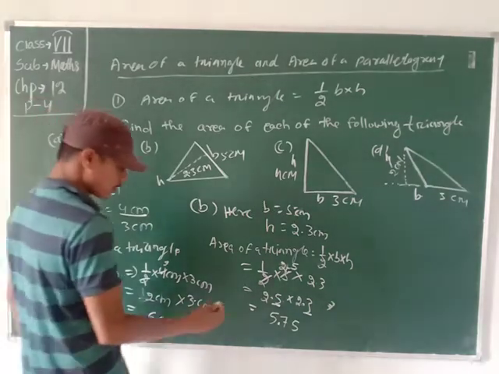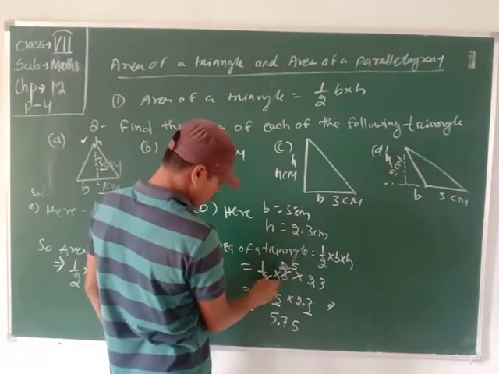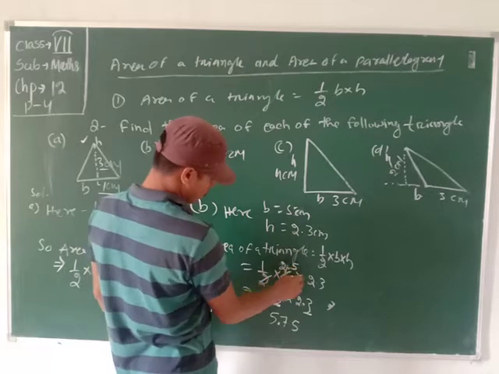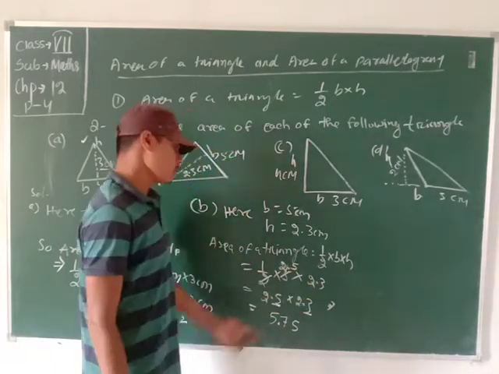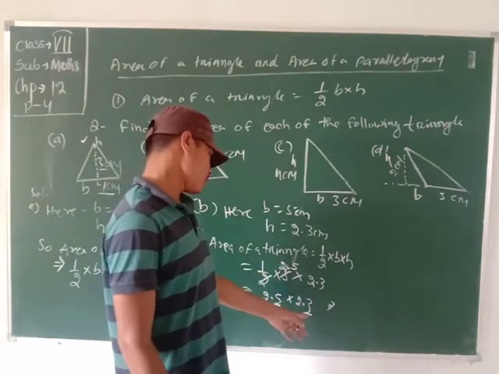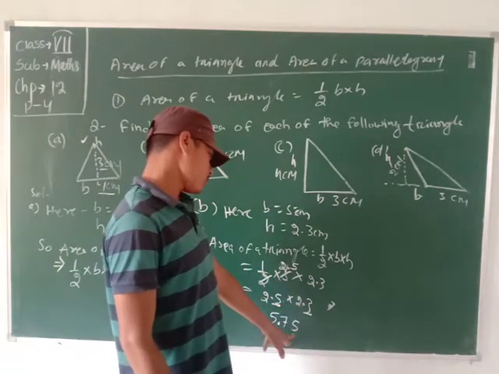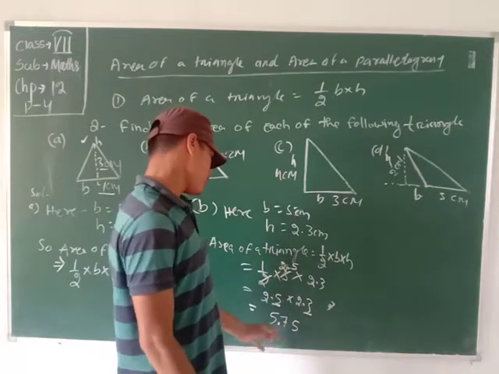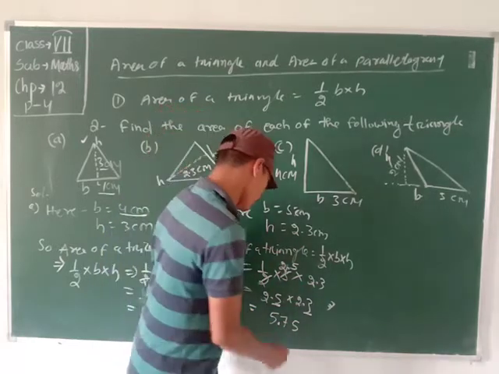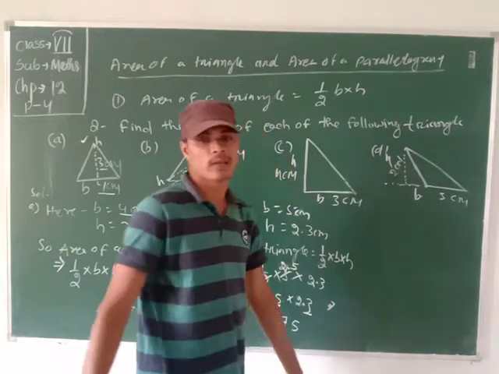So the answer is 5.75. How to multiply? Multiply 2.5 and 2.3. When you multiply, we get 75, then 15 and 75, so 575. Then the area is 5.75 square meter. Okay.